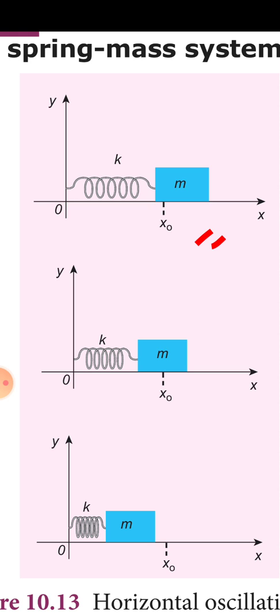We know that the force constant is K, and the mass is placed on a horizontal smooth surface, which means a frictionless surface. That is, x naught is the equilibrium position or mean position when it's left undisturbed, which means there is no force acting on the mass. So x naught is the mean position.